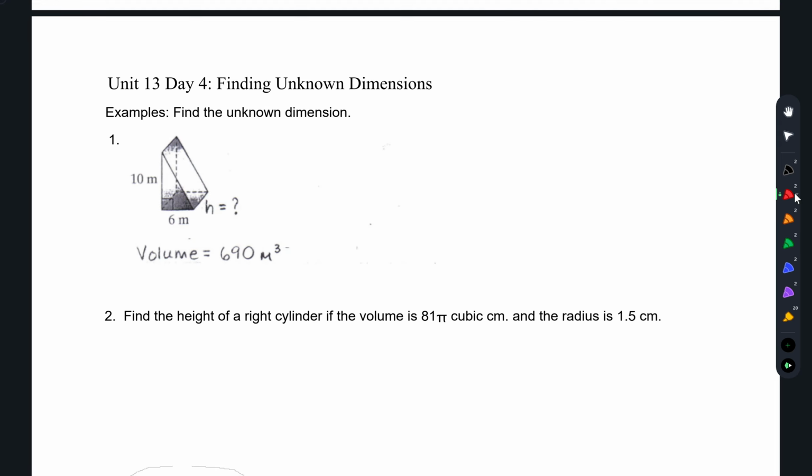Day 4, we're going to be talking about finding unknown dimensions. The most important thing that we need to do whenever we start one of these problems to find the unknown dimension is to start by writing out the formula for the total that we are given. So we are starting with our volume of this prism here. This is a triangular prism.